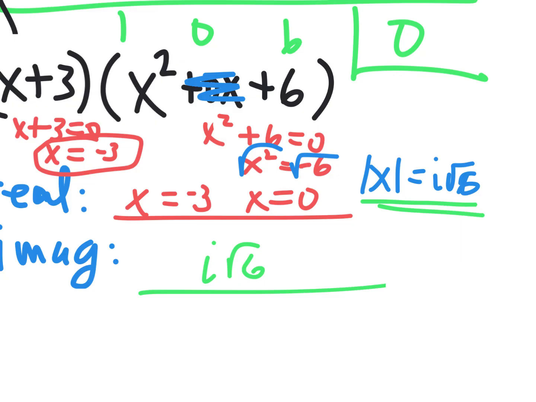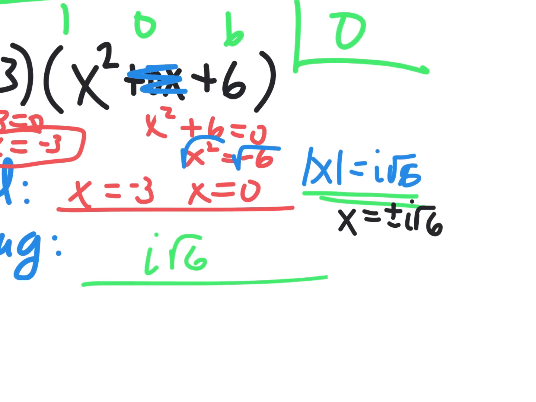So on a test, be like, oh man, they were so close. Math rewards careful people. You get 2 answers, plus and minus I root 6. And that comes from this coming out to a plus and a minus. There you go.